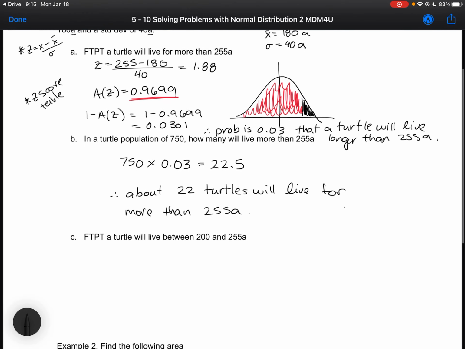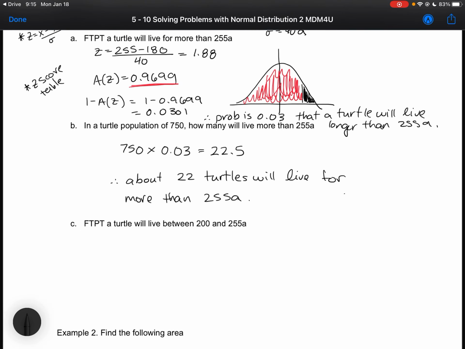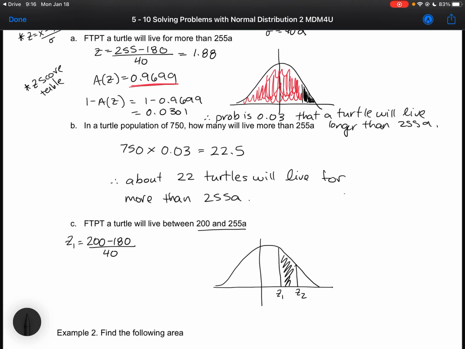The last one that we're going to do is find the probability that a turtle will live between 200 and 255 years. So what we're looking for here, if I draw another sketch, is that my turtle is going to live between Z1, so 200, and then Z2. I want to find the area in between there. So my Z1 is for my turtle that's going to live 200 years. So I need to calculate that z-score first.